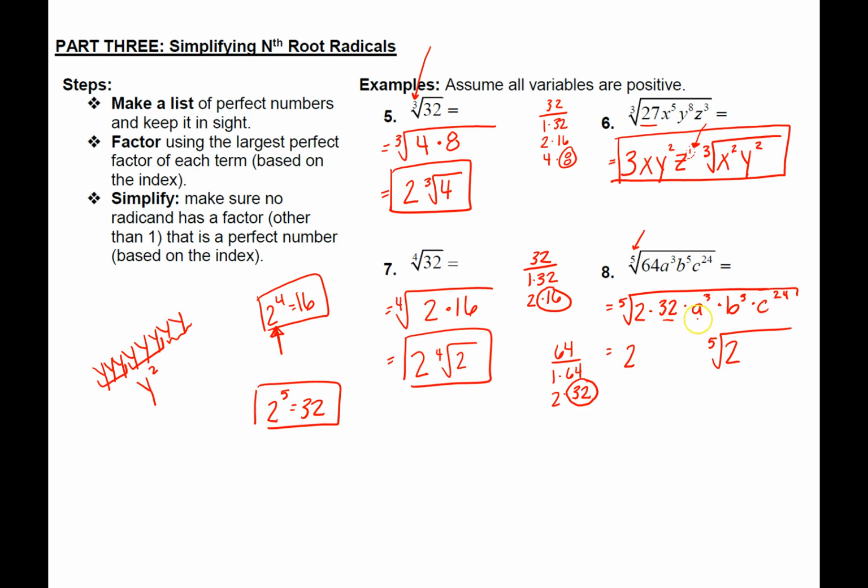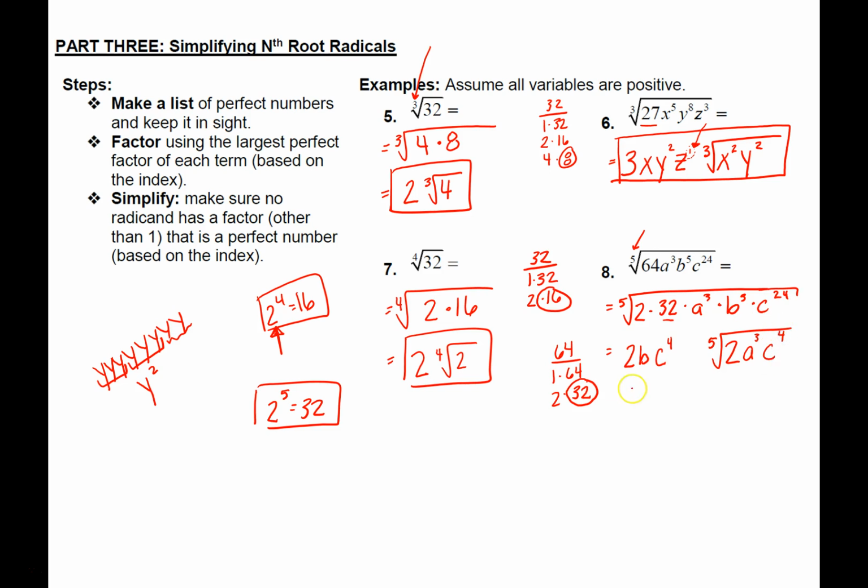And then let's look at our variables. A to the 3rd, I don't have a set of 5. There's only 3 a's there, so they're all going to stay inside. None of them are coming out. B to the 5th, 5 divided by 5 is 1, so b to the 1st power comes out. And then c to the 24th, if I had 25, then I'd be able to pull out c to the 5th, but I don't, so I'm only going to pull out c to the 4th, which takes care of 20 of them. But then there's still those 4 more left over, so that's c to the 4th still inside.